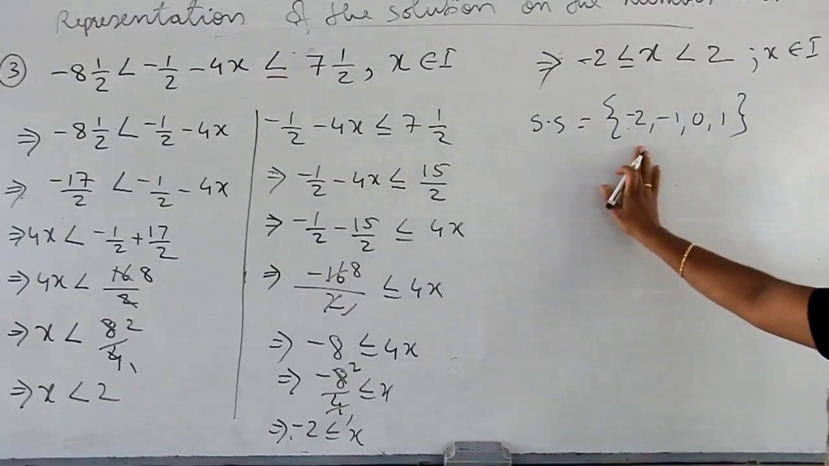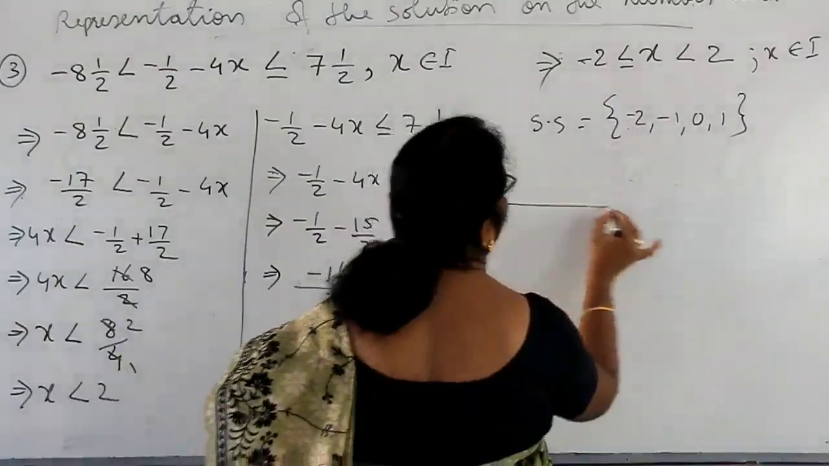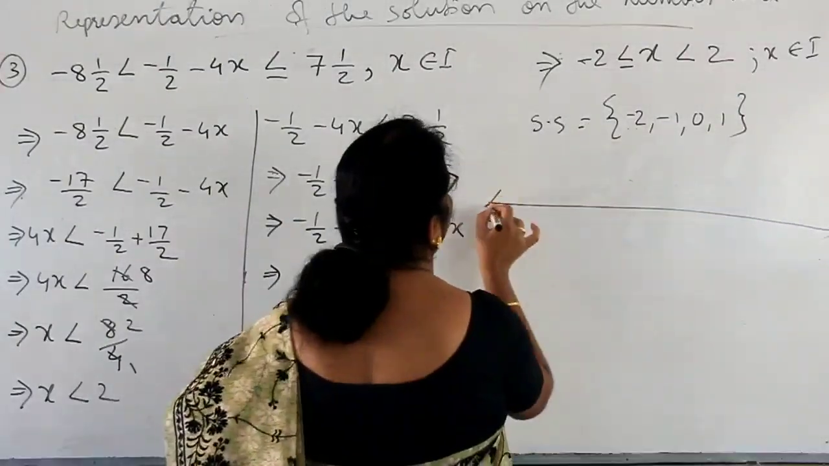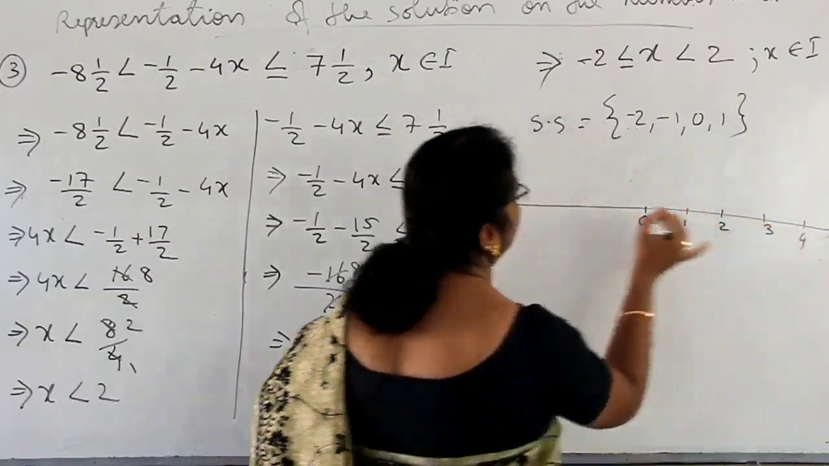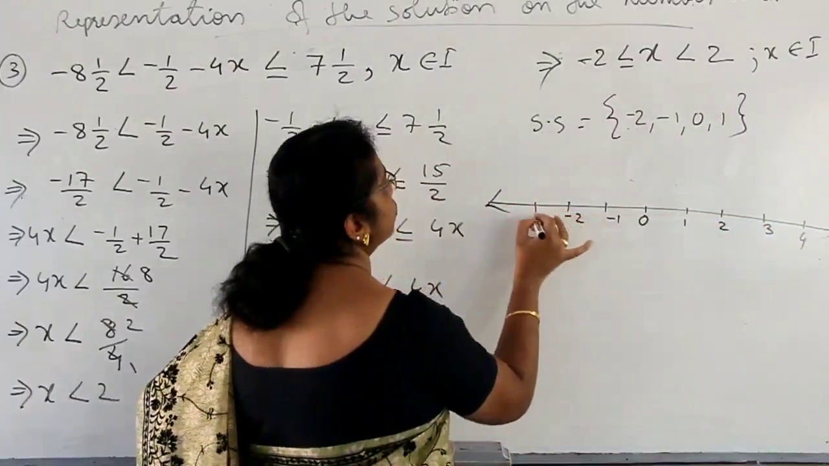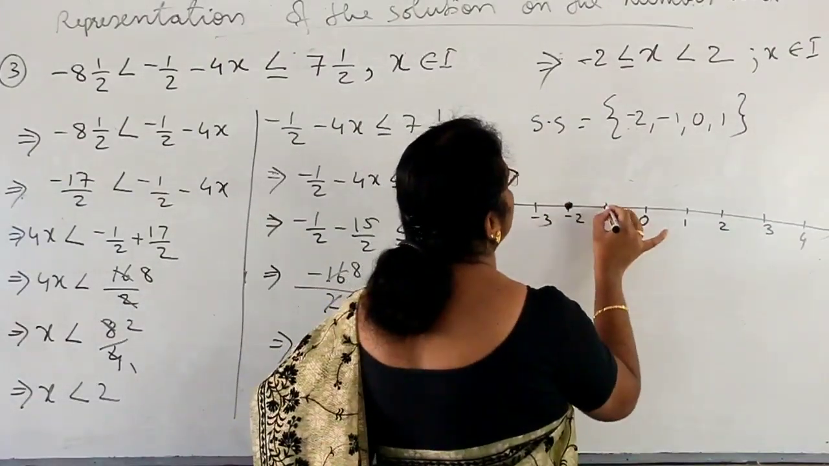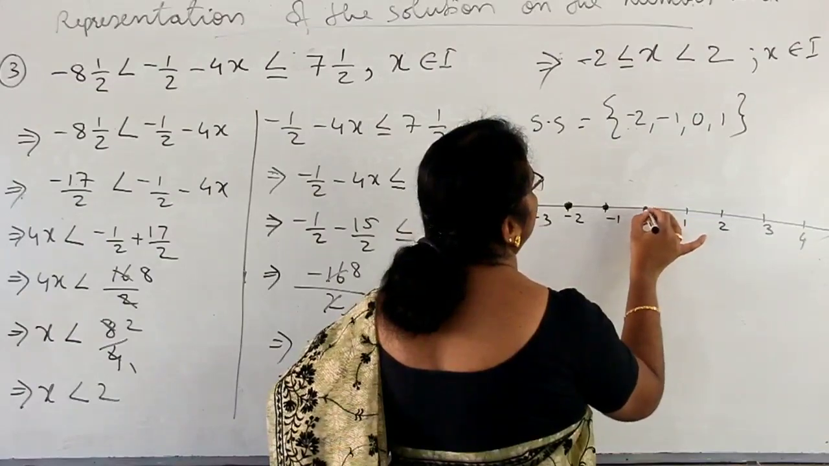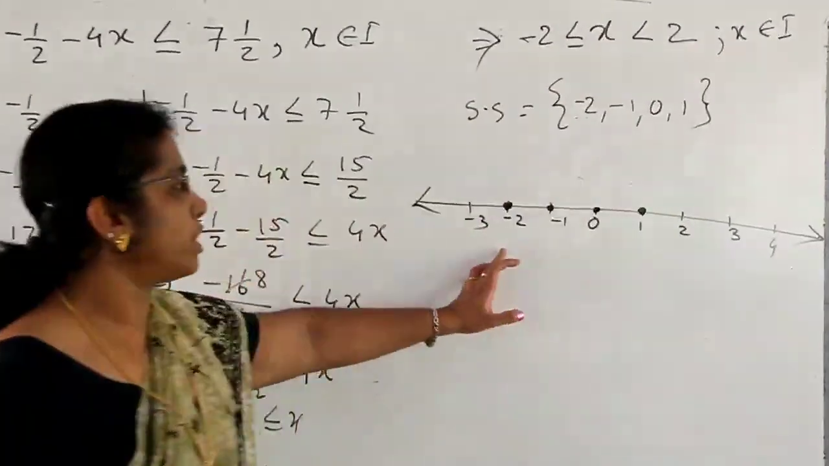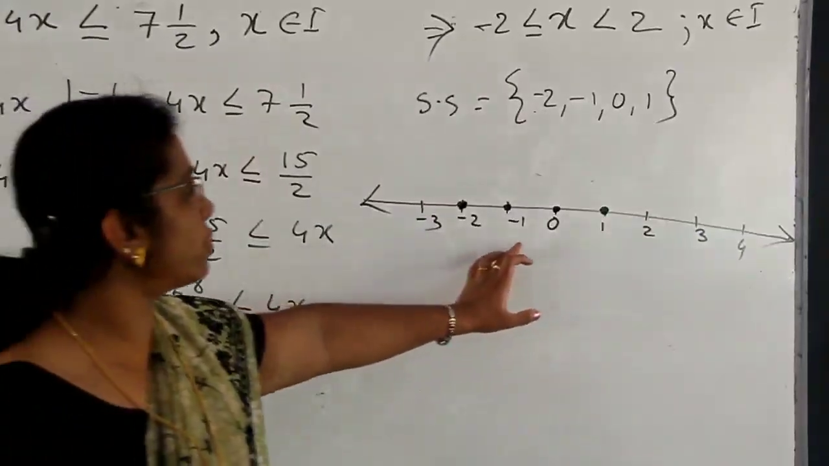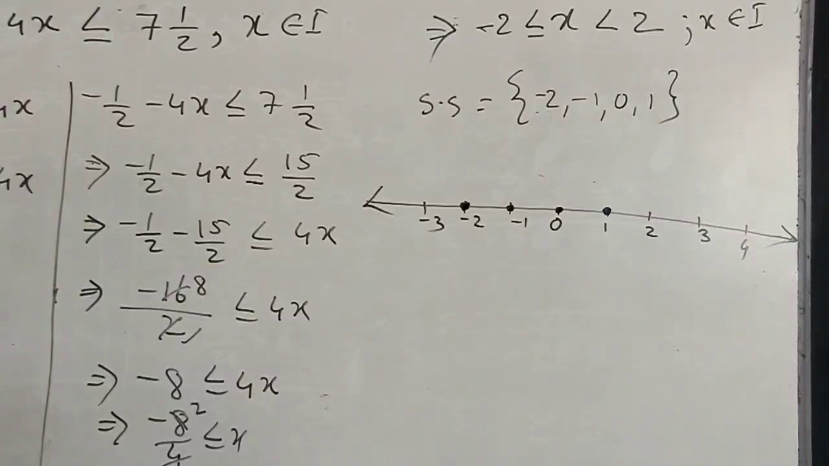Next we can represent this solution set on the number line. So 0, 1, 2, 3, 4, here minus 1, minus 2, minus 3. Then above minus 2, minus 1, 0 and 1 use darkened circles. So this represents minus 2, minus 1, 0, 1 as the solution set on this number line.